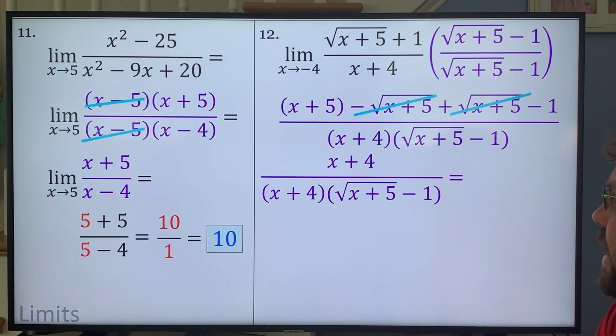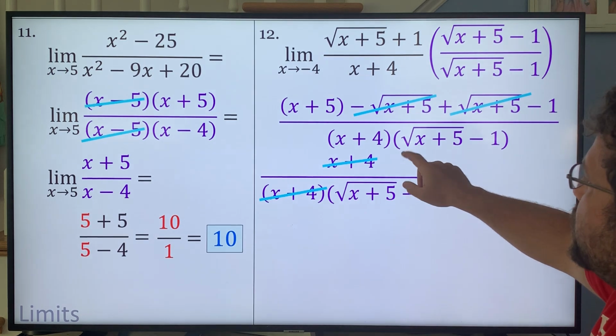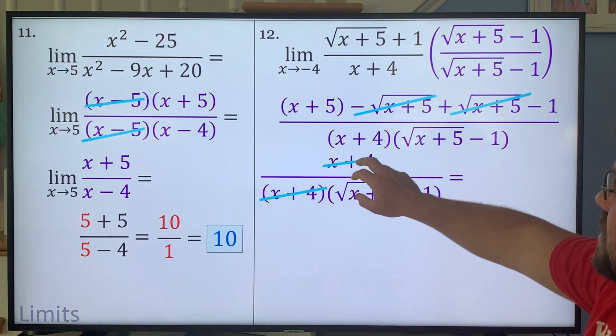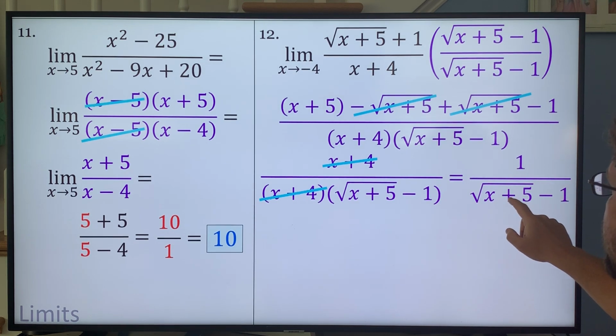Now, do you see anything that cancels out here? Yes, x plus 4s. The top becomes 1, not a 0. Anytime you cancel these numbers out, technically they become 1. So the answer would be 1 over radical x plus 5 minus 1.